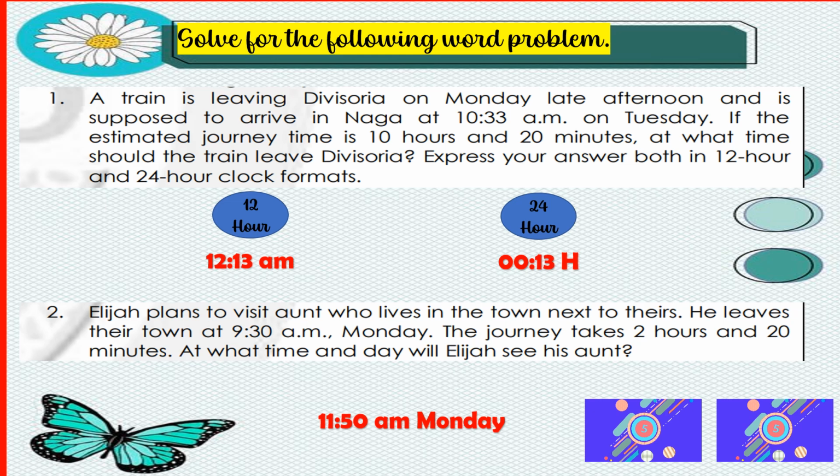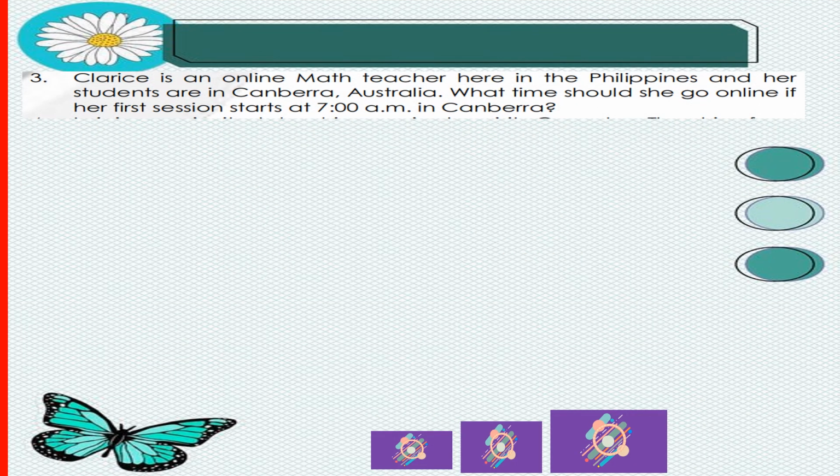Okay, so for number 3 problem, Clarice is an online math teacher in the Philippines and her students are in Canberra, Australia. What time should she go online if her first session starts at 7 AM in Canberra? Okay, so let us answer number 3. The answer is 5 a.m. Okay, kasi ang Canberra, Australia is ahead sa atin ng 2 hours.